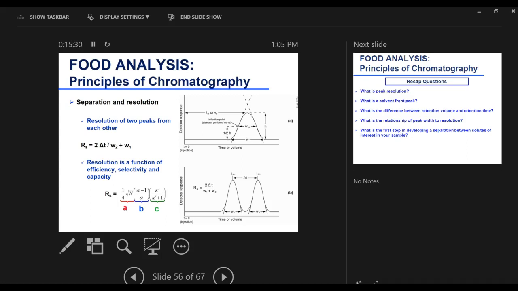So the number of theoretical plates is an indication of efficiency. The separation factor is an indication of selectivity. And the capacity is indicated by the K prime, which is the retention time in comparison to the solvent front. Okay, and we'll talk about it later. So we have efficiency, selectivity, capacity. All these terms impact resolution.